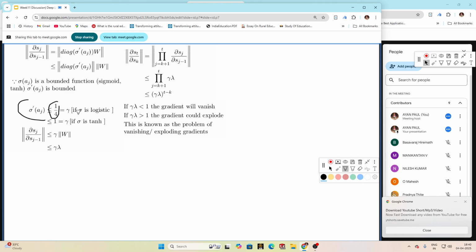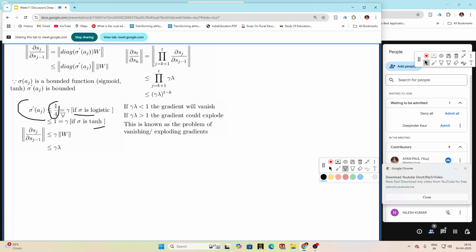Sigmoid means logistic. Okay, sigmoid means all the S-shaped functions are known as sigmoid functions, but generally if we are talking about the sigmoid function, it is the logistic function. And we have a second type of sigmoid function known as the tanh function. So the maximum value of the sigmoid function is 1 by 4, and the maximum value of the tanh function is 1.